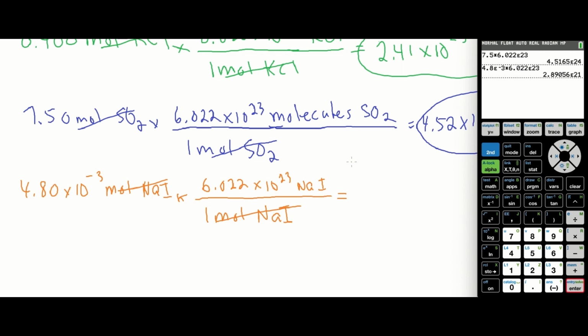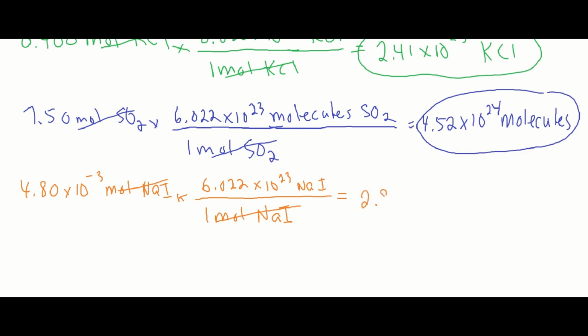So we need 3 significant figures because all our numbers given had three significant figures. So 2.89 times 10 to the 21 formula units of sodium iodide are in what was given.